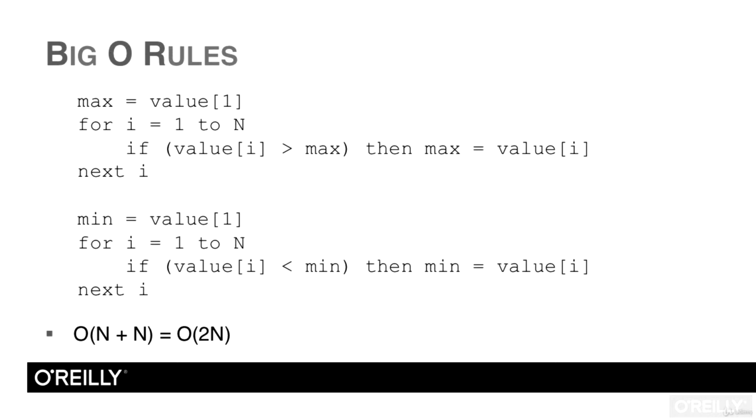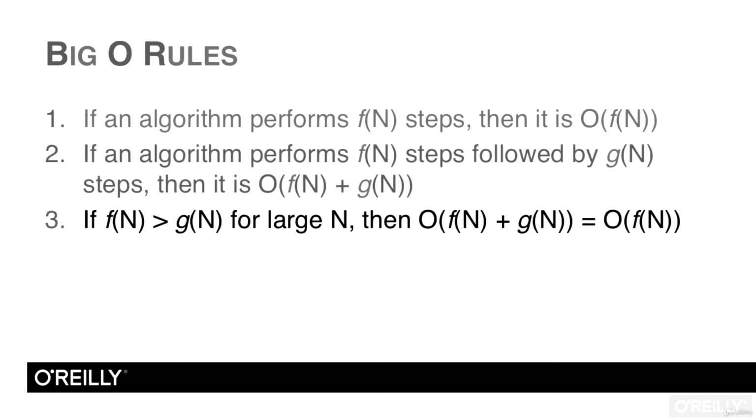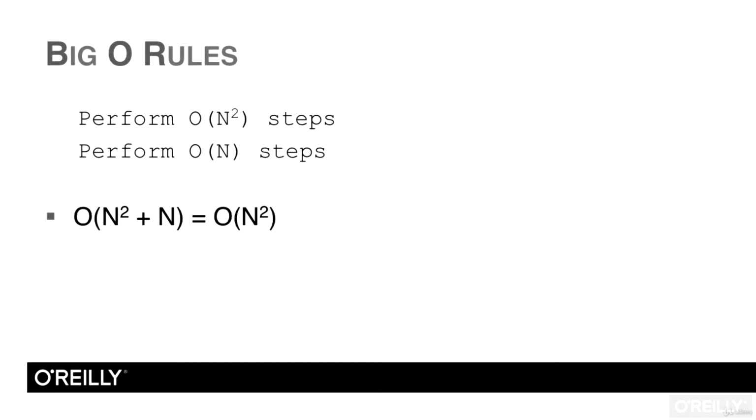The third rule says, if the function f is larger than the function g for large problems, then you can simplify f plus g to be just f. Basically, this says you can round up. Because f is larger than g, eventually the function f will dominate the runtime, so you could ignore g. For example, suppose an algorithm performs order n squared steps followed by order n more steps.